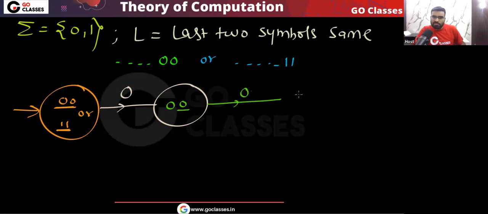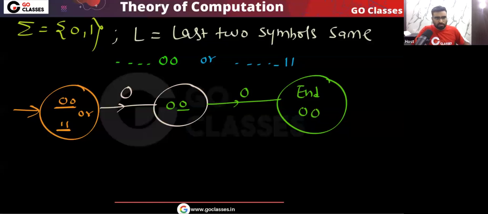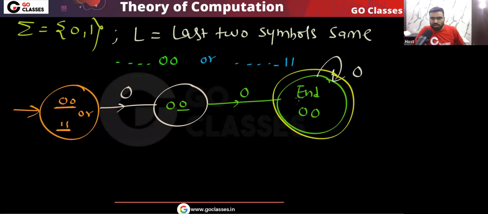If another 0 comes, now I have ended with 0 0. Do you agree with me? Now, if more zeros are coming, no problem. This is my final state, because I've already ended with 0 0. So if more zeros are coming, I'm still ending with 0 0.